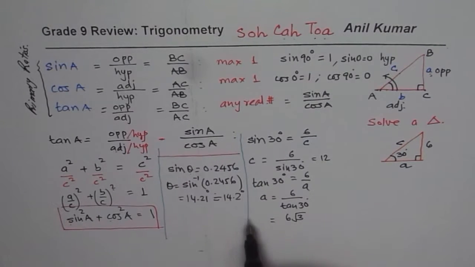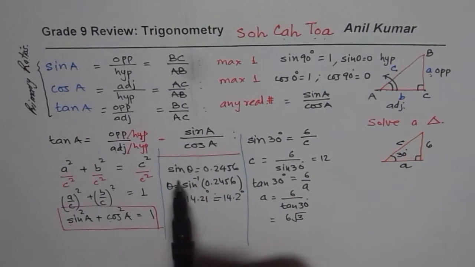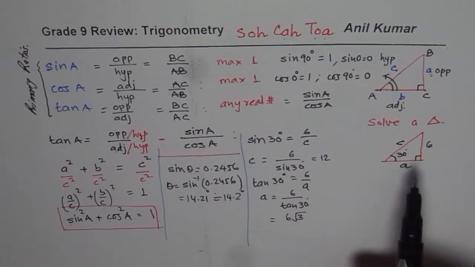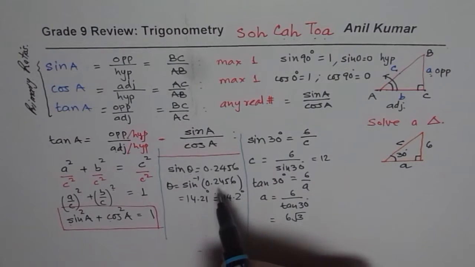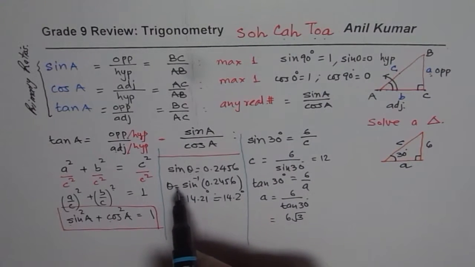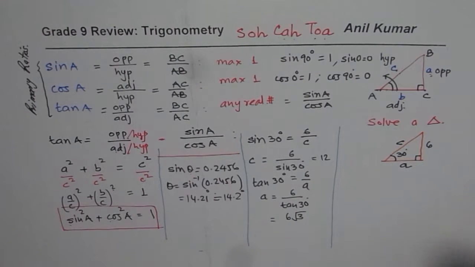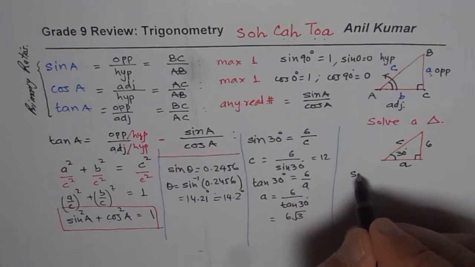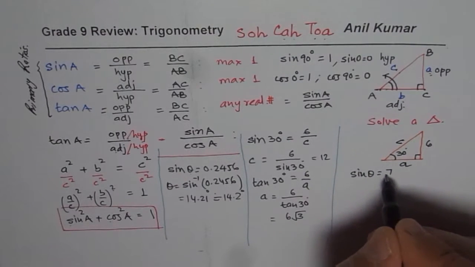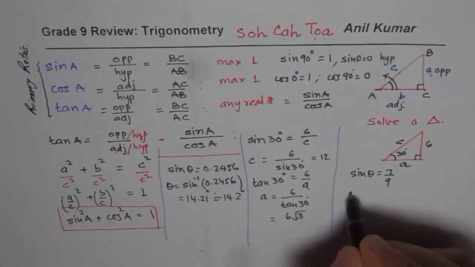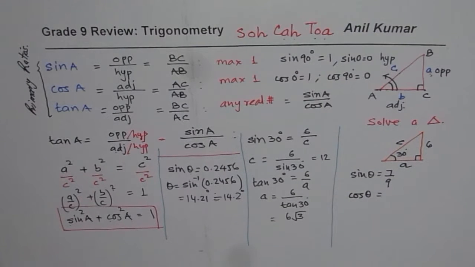So I hope from here you get a fairly good idea about how to solve your triangles if you are given the angles and if you are given a side, and also how to find the angle when you are given the value of the trigonometric ratio, right? Now, this is the last exercise. If I give you that sine theta is 7/9, how do you find what cos theta is equal to? Now, this is a huge exercise. How are you going to do it?